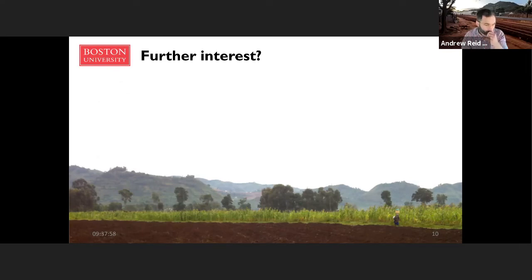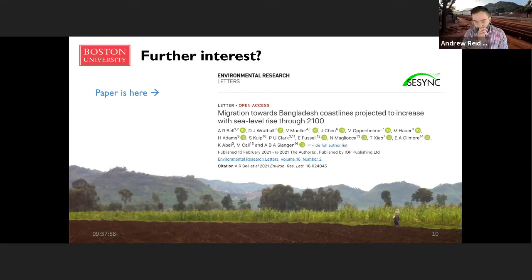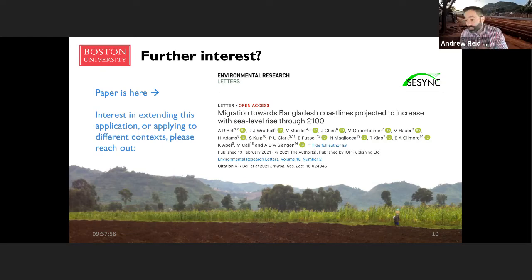So I'm going to stop there so that I stay in time. But if there's any interest in this beyond what I can say in 8 minutes, this is the paper. You can Google it. And if there's any interest in maybe extending this application or playing around with it or doing an entirely different application, I'd be really glad to talk.